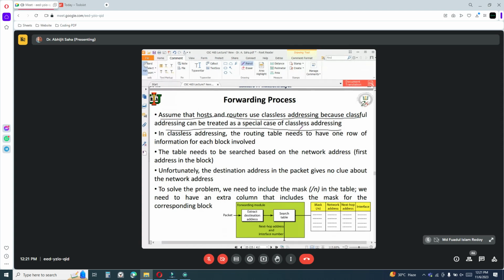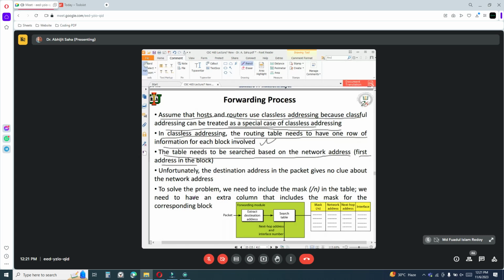It is possible that in the internet a network is part of classless addressing. So this is telling that it can be a special case. Assume that host and routers use classless addressing because classful addressing can be treated as a special case of classless addressing. In classless addressing, the routing table needs to have one row of information for each block involved. The table needs to be searched based on the network address, the first address in the block.